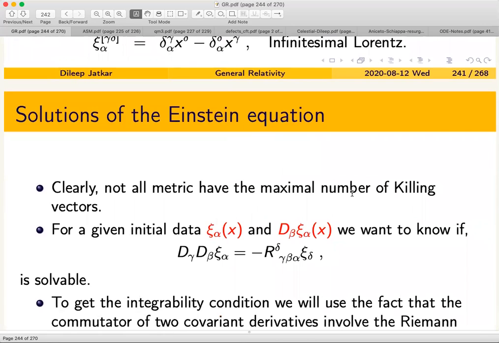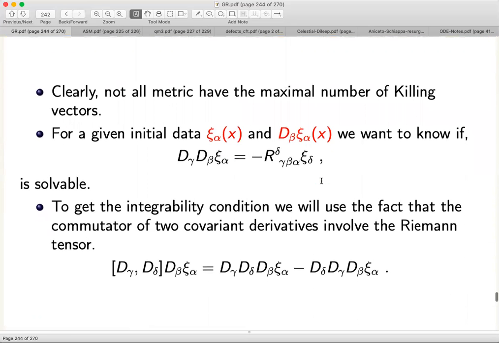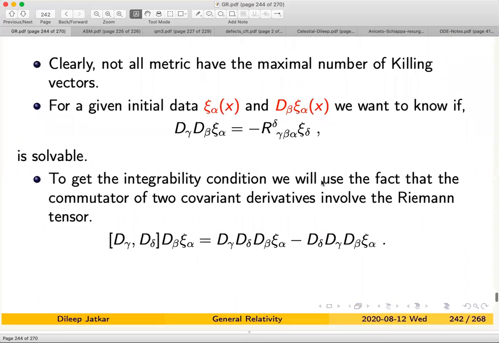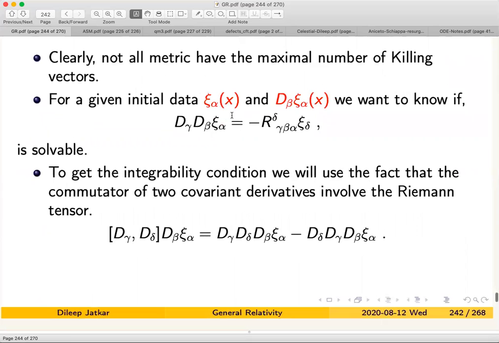Now, clearly, not all metrics would be maximally symmetric. Many metrics, in fact, may not have any symmetry at all. So there may not be any killing vector defined on that space. Okay, but if you have any initial data which is some killing vector and its covariant derivative, then you can show that this initial data is sufficient for us to determine the killing vectors at any other location in the space.